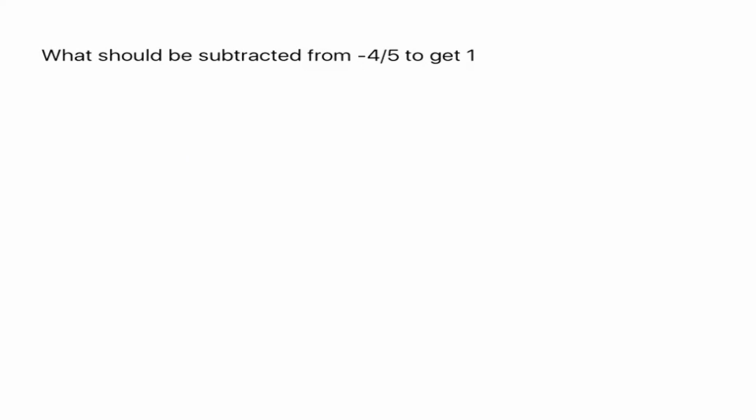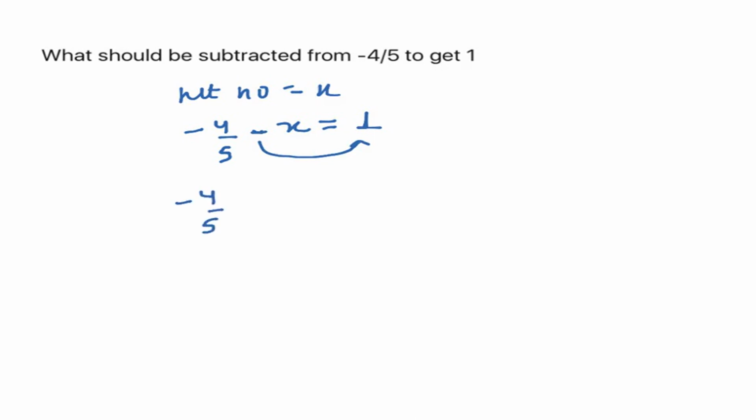So next question we have: what number should we subtract from minus 4 by 5 to get 1? So let us consider x as the variable. We are subtracting x from minus 4 by 5, and what we have to get is 1. So here we have negative x, so we will take terms to the opposite side of the equals sign. We get minus 4 by 5, and we are taking 1 over here.